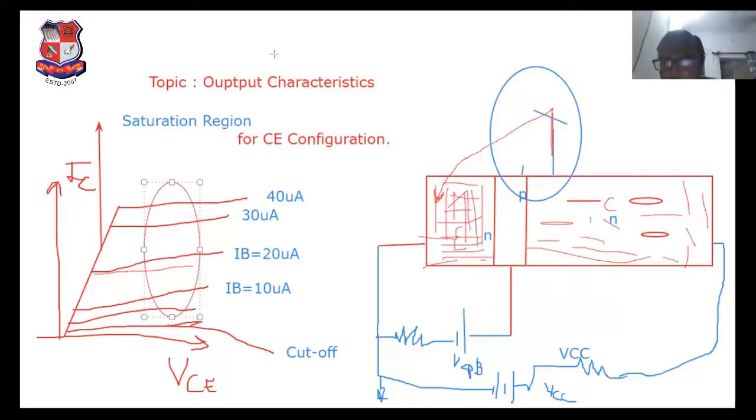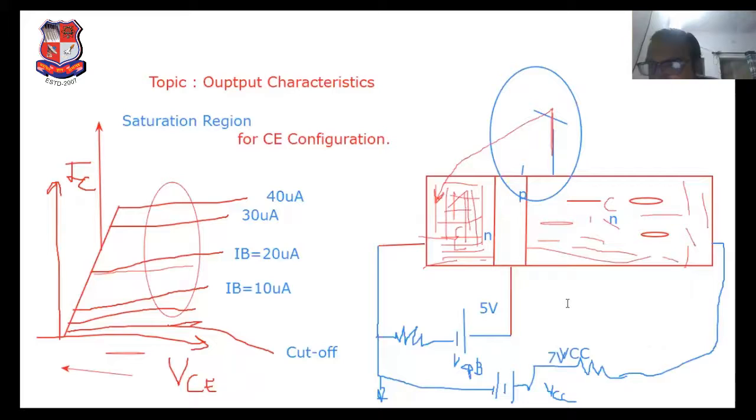Now, if you decrease the value of VCE, it means move towards this point, towards the left side. Then collector current increases linearly. See this linear portion. Why linear portion? Assume that here 5 volt, here 7 volt.